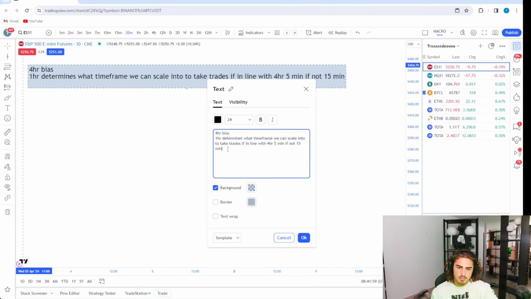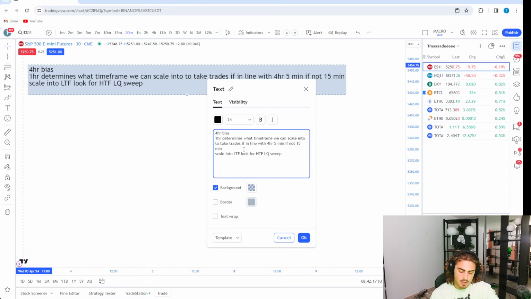And then from there, we scale into whatever lower time frame, LTF. Scale into lower time frame, look for high time frame liquidity sweep. Okay, so either on the 1 hour or the 4 hour. And then from there, scale into lower time frame, look for break of structure and a third confluence.